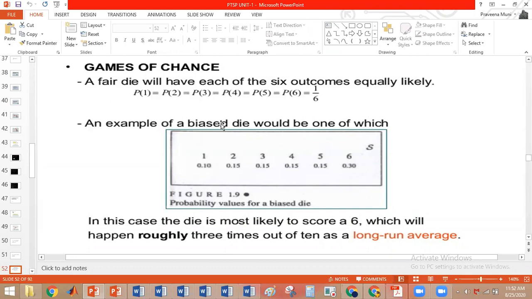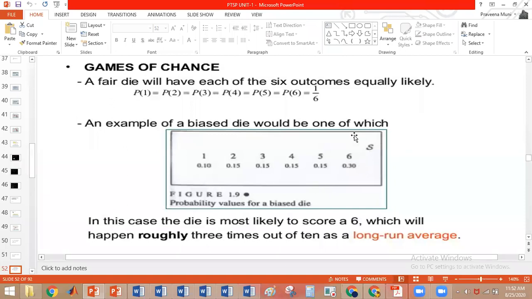Since it is biased, some of the outcomes will occur more frequently compared to the other outcomes. If you observe this figure, we can see that 6 will occur more frequently compared to all others because it is biased. So in this case the most likely outcome is 6, which will happen roughly 3 times out of 10 as a long-run average. If you do it 10 times, then 6 will occur 3 times.